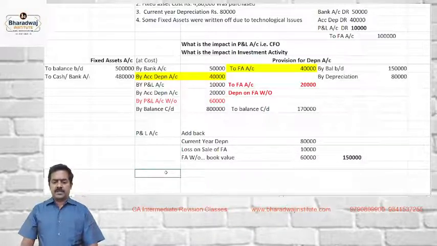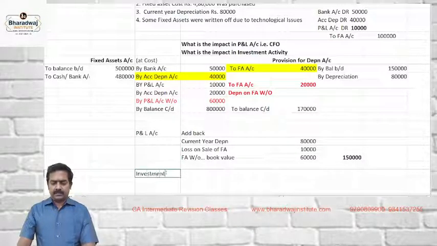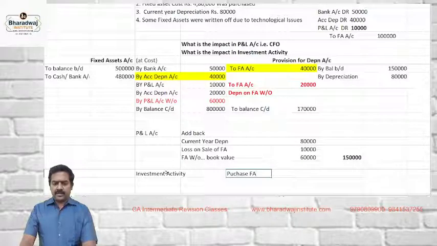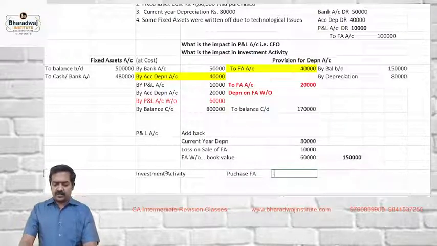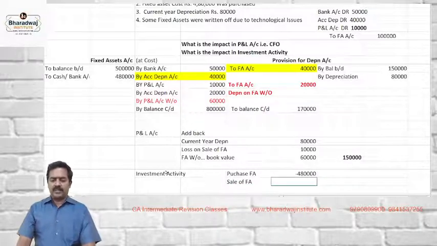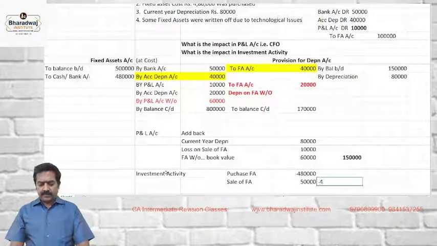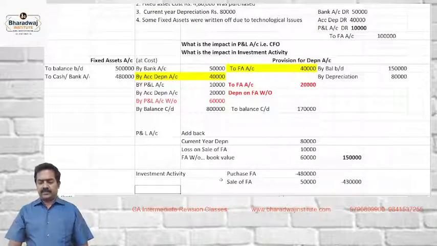Impact on investing activity. Simple. Purchase of fixed asset. Purchase of fixed asset, how much? 4,80,000. Then sale of fixed asset. Only the cash inflow and outflow will come there. 50,000. So net cash outflow is 4,30,000.